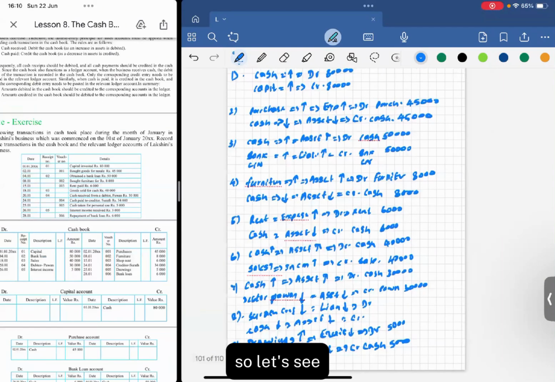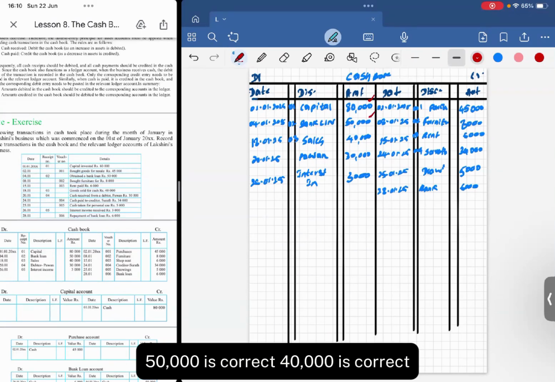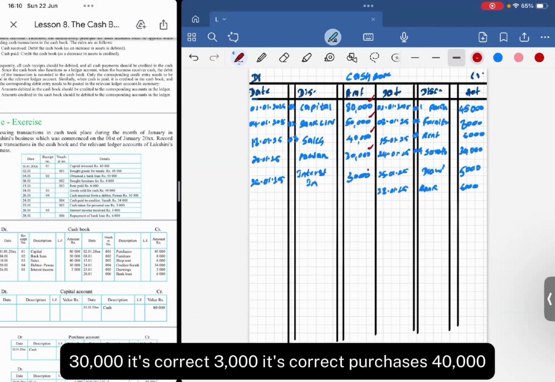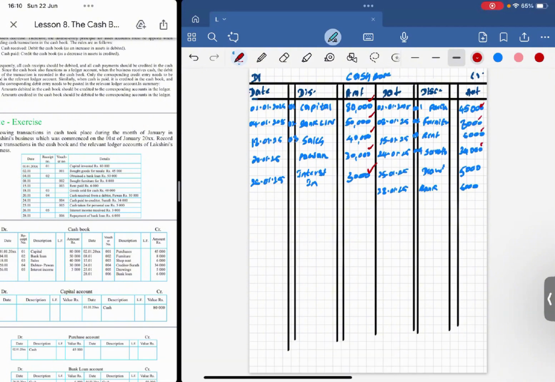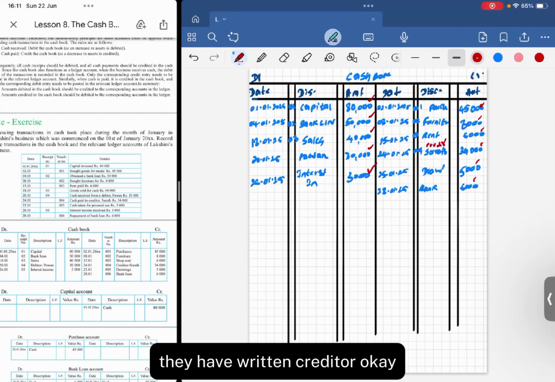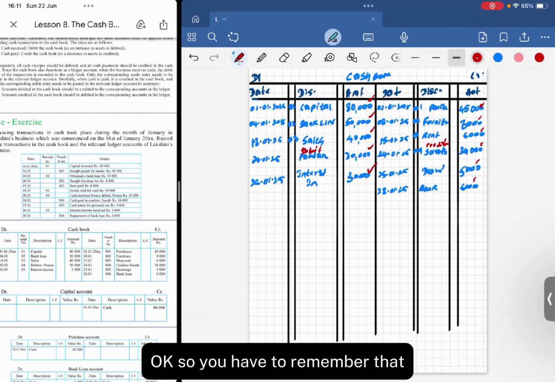So we have in capital 80,000, it's correct. 50,000, it's correct. 40,000, it's correct. 30,000, it's correct. 3,000, it's correct. Purchases 40,000, 5,000, 8,000, 6,000, 34,000. Drawings, bank loan. Here, without writing Surat, they have written creditor. Here, I think they have written debtor. So you have to remember that.